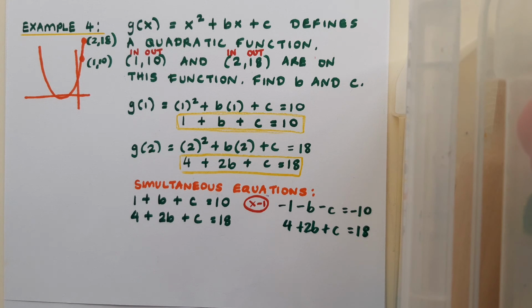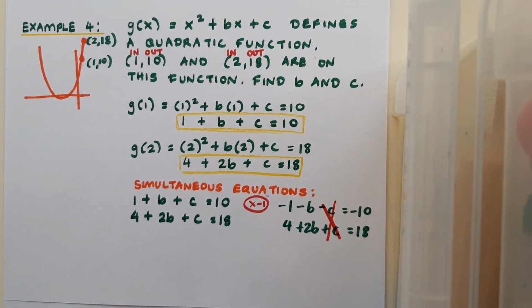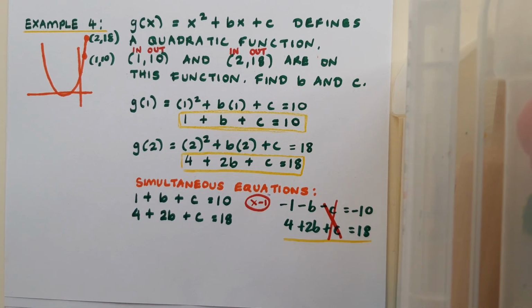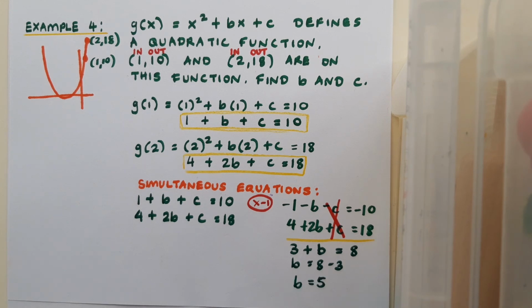Now I'm going to look at these 2 equations together and see what I can cancel out. Well, plus c minus c makes 0, so I can cancel out the c's, and then I'm going to squish the 2 equations together to make one equation. So how is that going to look? Well, -1 plus 4 is going to give me 3. Minus b, or minus 1b, plus 2b is going to give me plus 1b. Remember, I can write 1b as just b. The c's are gone, and on the right-hand side, minus 10 plus 18 is 8. Now it's easy to solve for b. b is 8 minus 3, so b is 5.